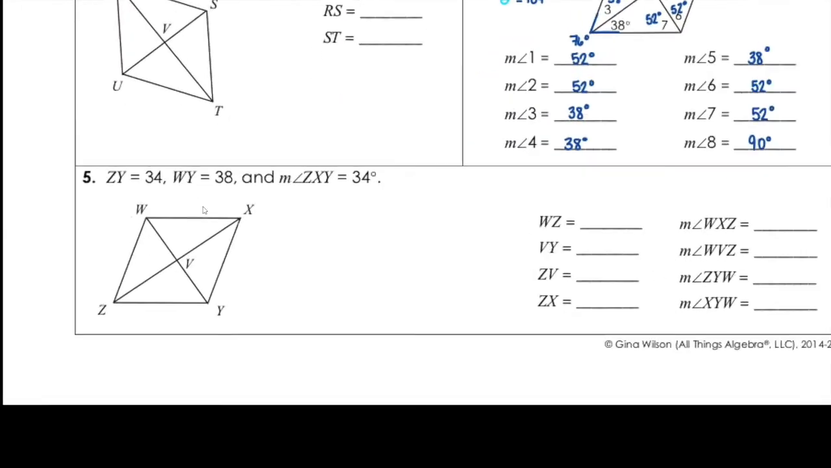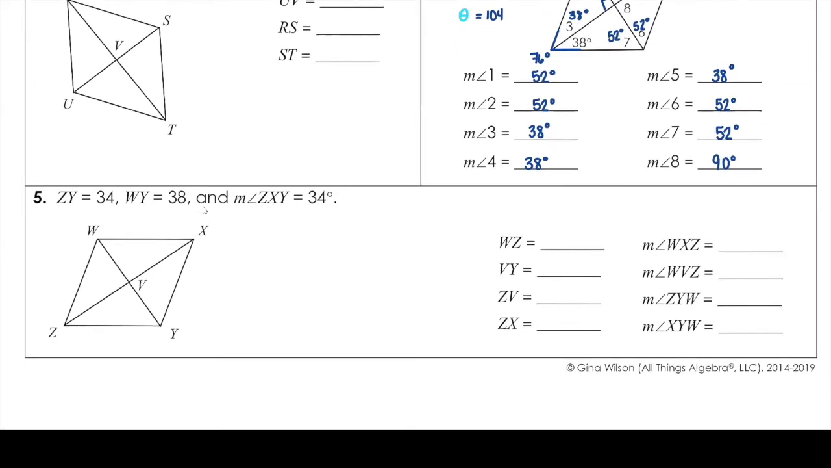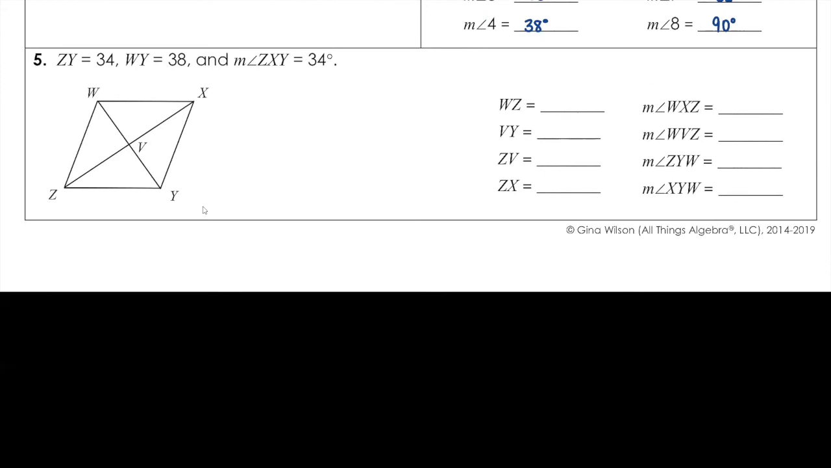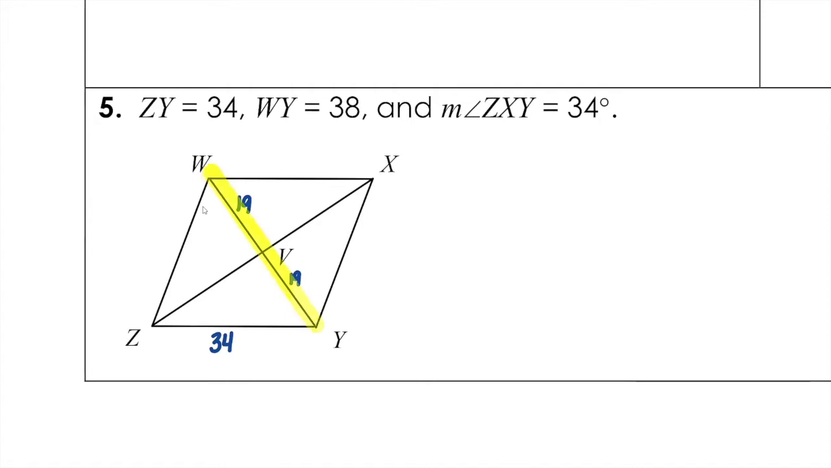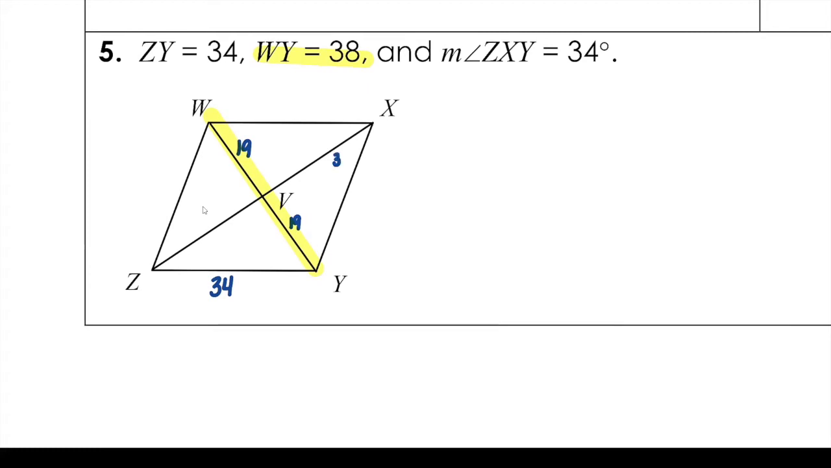Looking at number 5. We've got a bunch going down. So we got ZY is 34. Yep, we can always find sides. WY is 38, so I said each individual side is 19, because it's being bisected, so I just divided 38 by 2. And then I've got ZXY measures out to be 34. So before we even look at the blanks, we can fill out almost this entire rhombus outside of finding the measure of ZX, because we're not using the Pythagorean theorem yet.